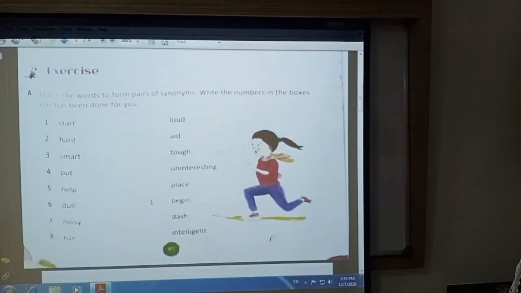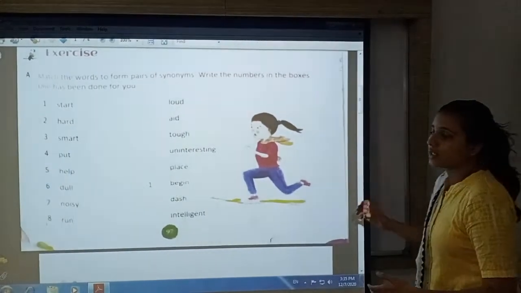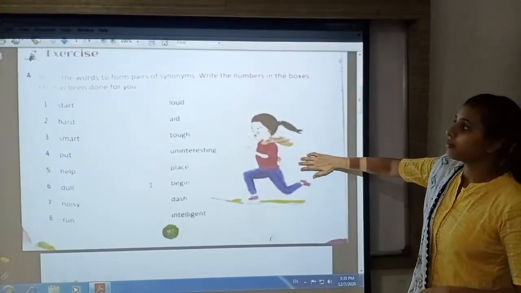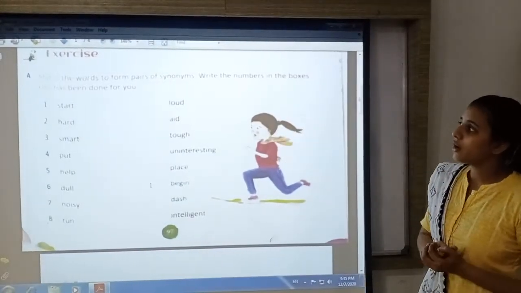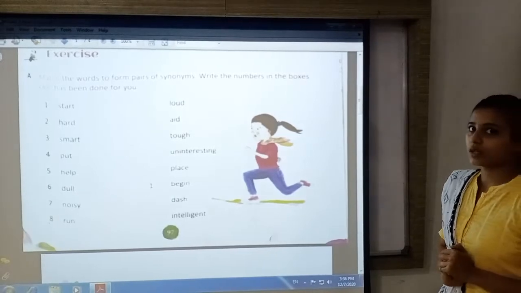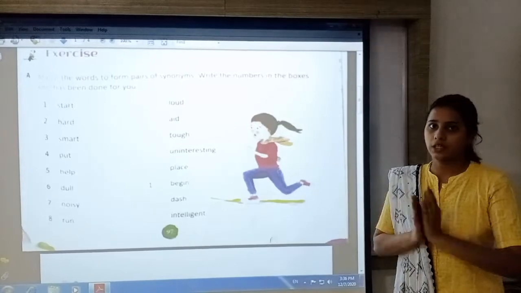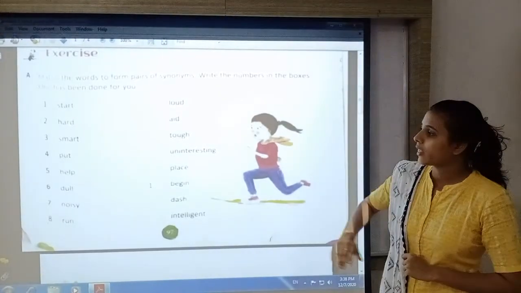The first exercise: the words which are similar to each other, we have to match them. First word is start. What does start mean? To begin. Now, here you can see the word begin is given. So, this is the pair of start. That means to begin, to start, shuru karna.